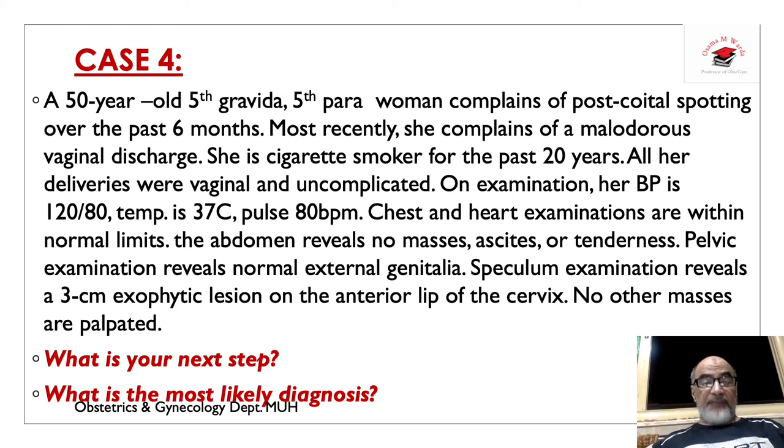Biopsy from the cervical mass, because this is mostly cancer cervix, because it starts with postcoital bleeding for 6 months, which is neglected. The patient is a heavy cigarette smoker for 20 years. Foul smelling vaginal discharge, meaning that there is infection of this exophytic mass. So the next step is biopsy from the cervical mass. What is the most likely diagnosis? Cervical carcinoma.